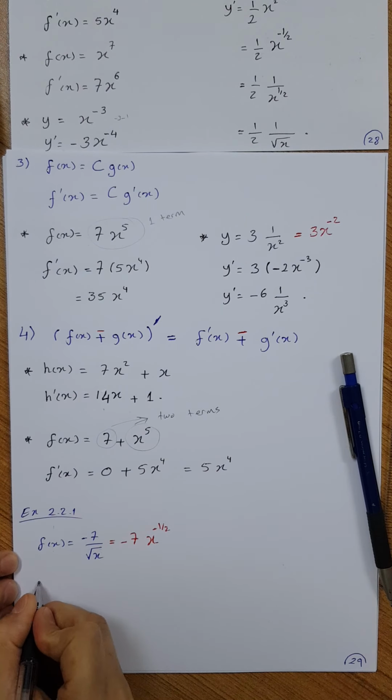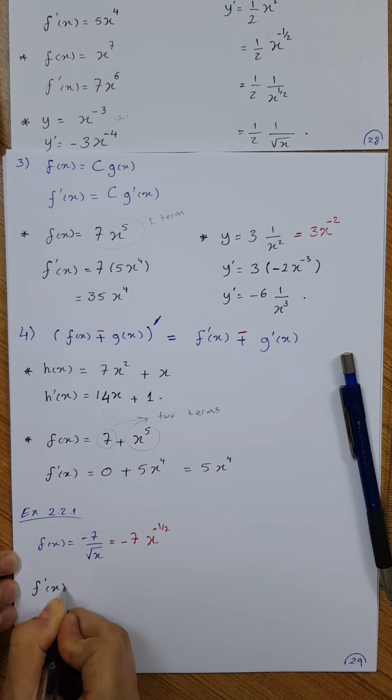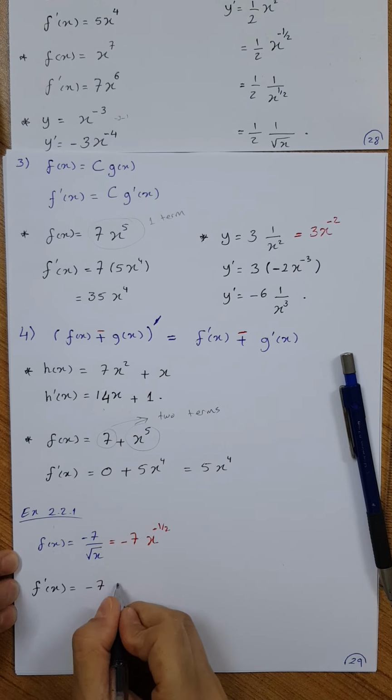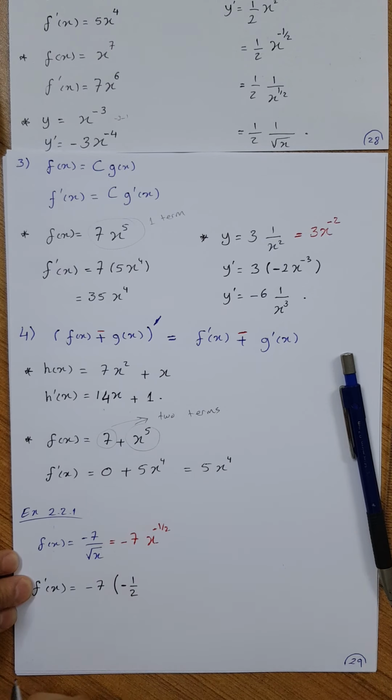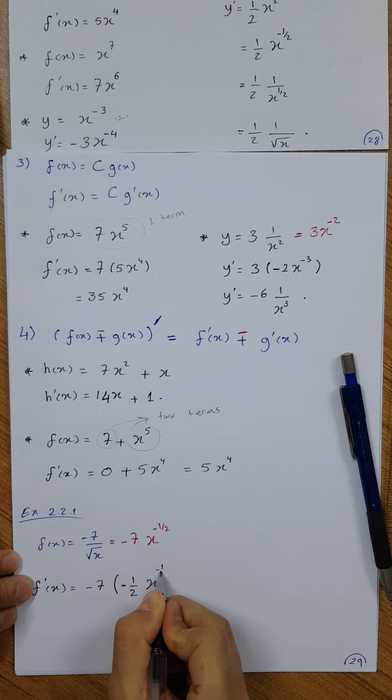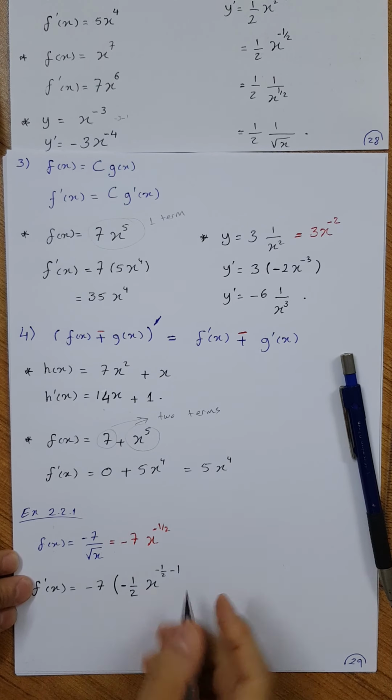Let's take the derivative of this one. F prime of x is equal to what? Is equal to minus 7. What is the derivative of that bit? Let me try to find this one. That power will come in front, x to the power of minus 1 over 2 minus 1. Why did I do this one?